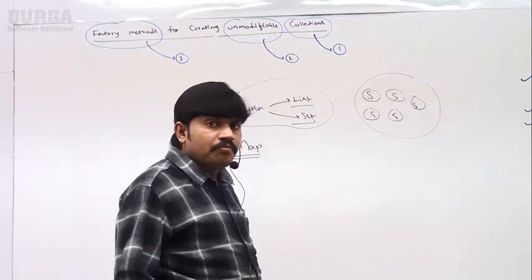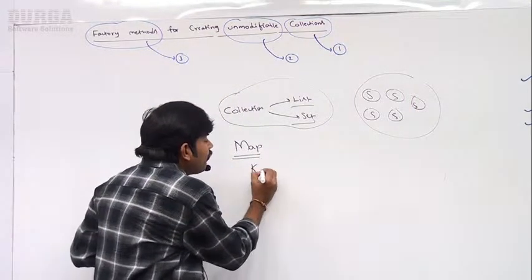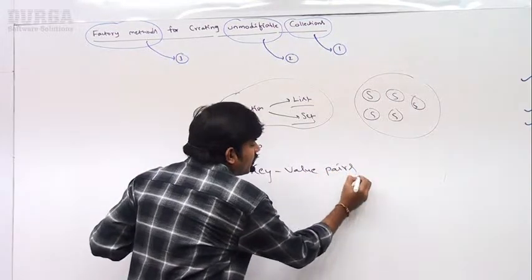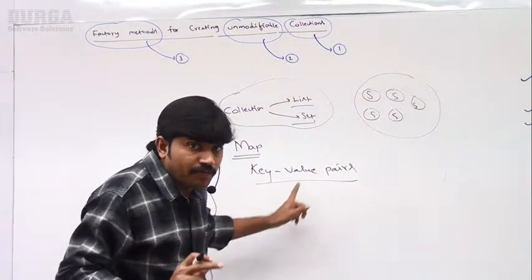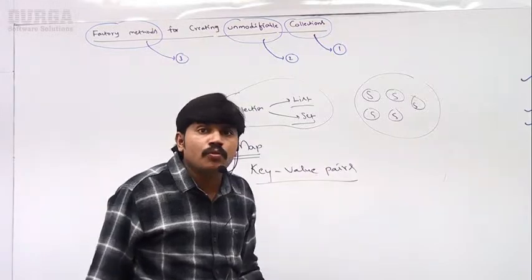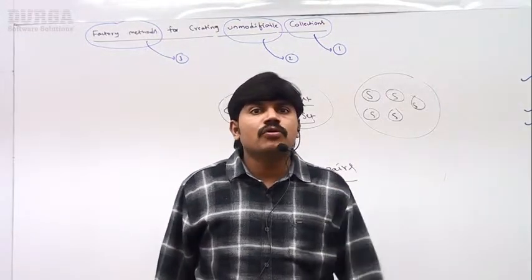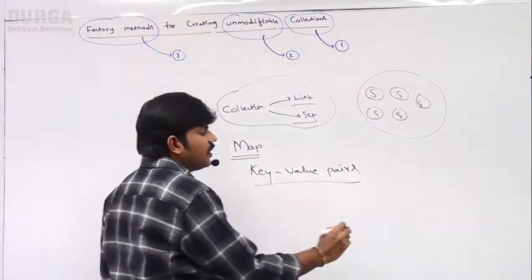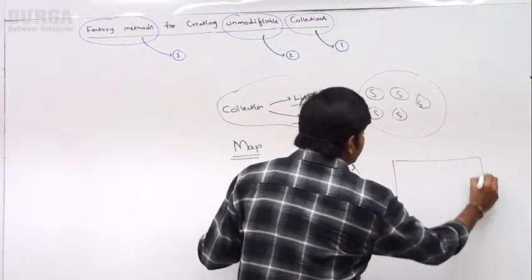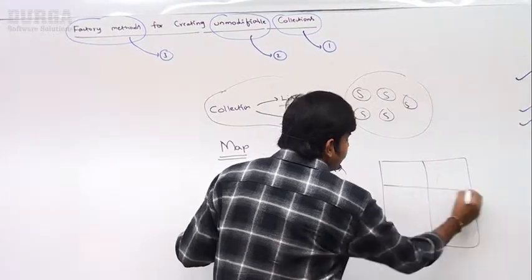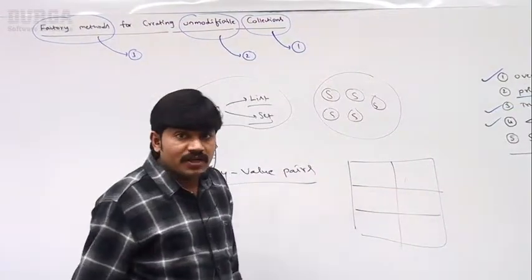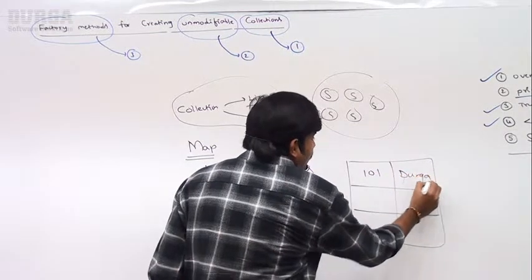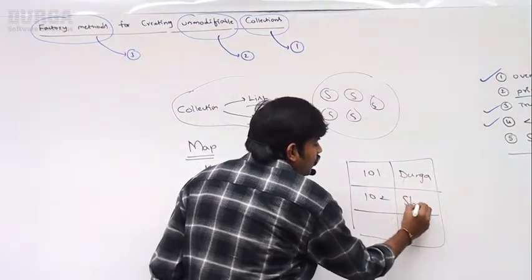What is the map? Map is nothing but a group of key value pairs. If you want to represent a group of key value pairs, then we should go for the map concept, right? Best example: student roll number and student name. 101 is the roll number, Durga is the name of the student. 102 is the roll number.